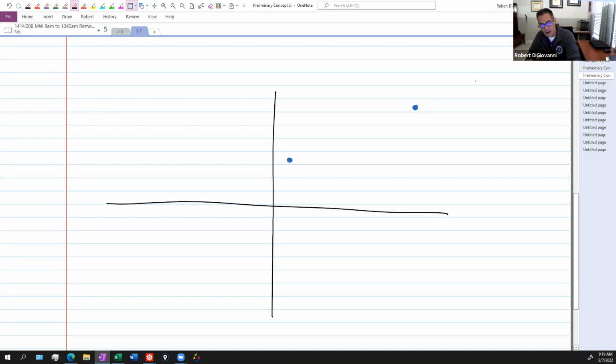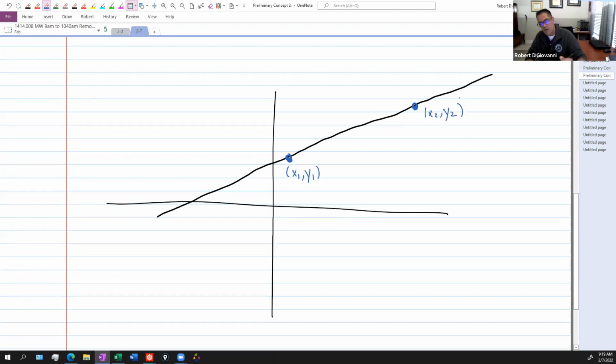There's only one line that goes through both those points, right? Oops, I kind of missed it there. There's only one line that goes through those 2 points. And a lot of times we label this first point x1, y1, and the second point x2, y2. Right? And then this is our line.